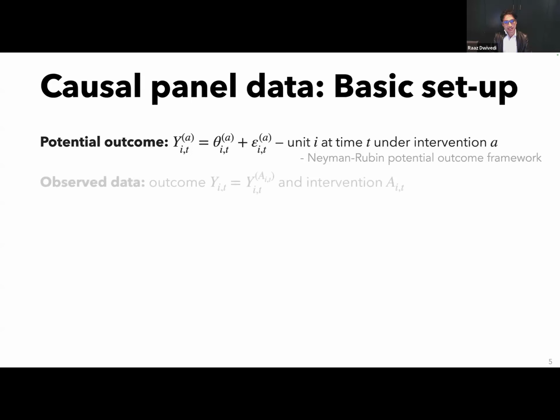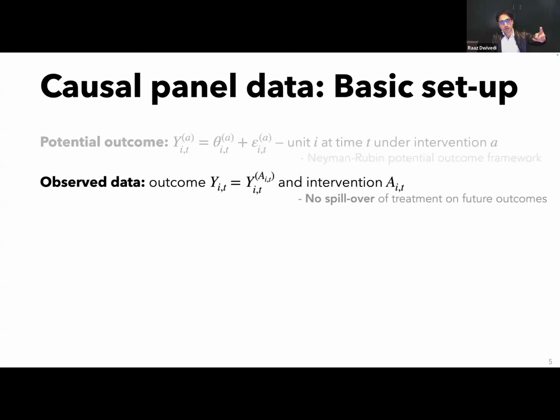And the observed data is, you will observe one of these two realities at any given time, depending on the intervention that was assigned at that time. So the talk will not discuss any spillover or interference, but again, some ideas can be extended beyond. That's your data, and that's your starting point.